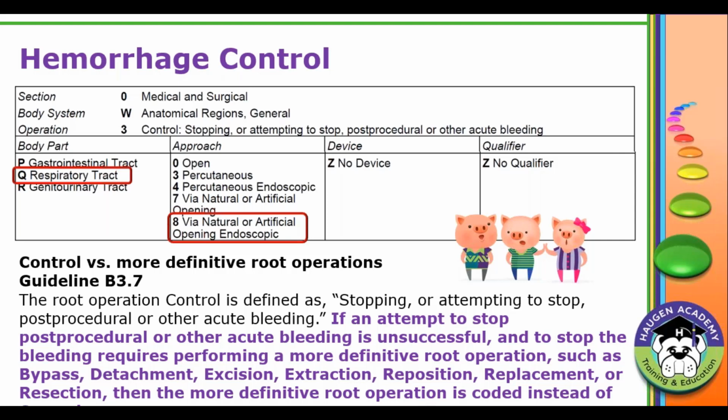But there's an addition. If an attempt to stop post-procedural bleeding or other acute bleeding is unsuccessful, and to stop the bleeding requires performing a more definitive root operation such as bypass, detachment, excision, extraction, reposition, replacement, or resection, then the more definitive root operation is coded instead of control.